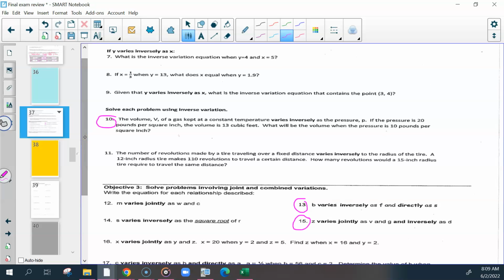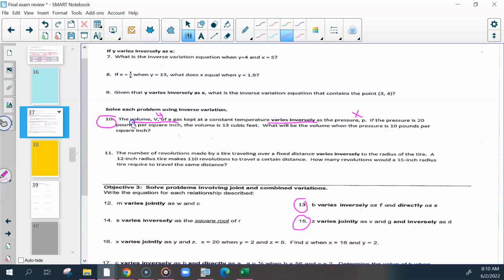For number 10, the volume V is kept at a constant temperature. That would be our y, but they have variables, so we're going to use those because this comes before the words "varies inversely." The pressure P would be like our x, but we're going to use P. If we wanted to solve this, you could either set up an equation or solve it for K.